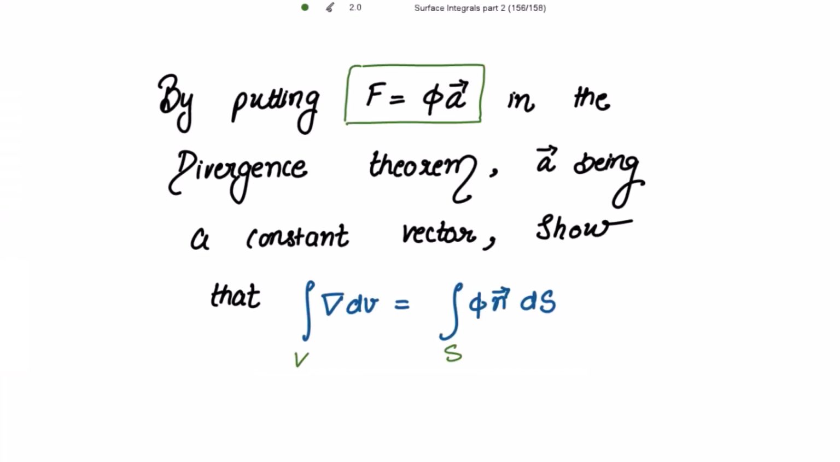By putting f equal to phi into a vector, where a vector is a constant vector. So by putting f equal to phi a vector in the divergence theorem, we need to show that this volume integral is equal to this surface integral. So we are going to start with the divergence theorem, where we take the surface integral of dot product of f vector with n vector ds, and then we put phi into a vector in place of f vector to show this result.